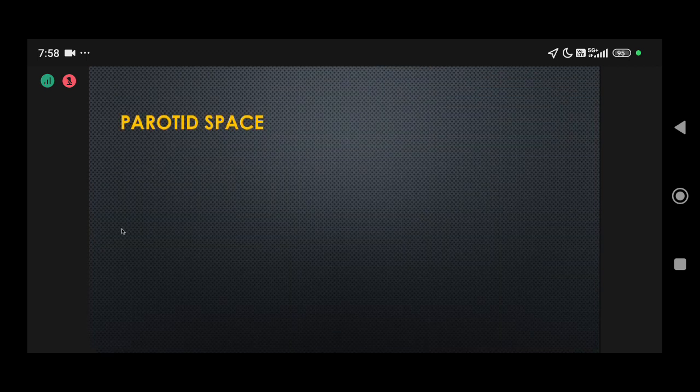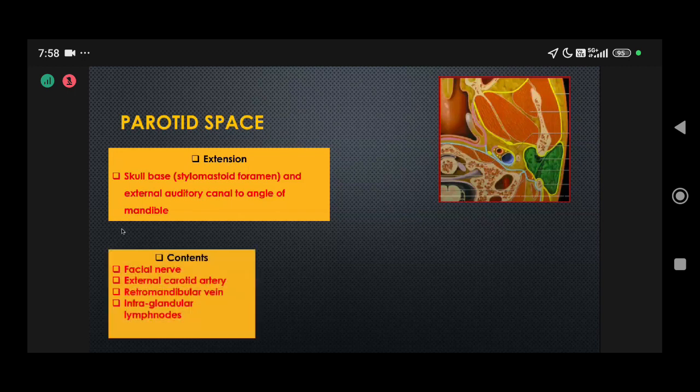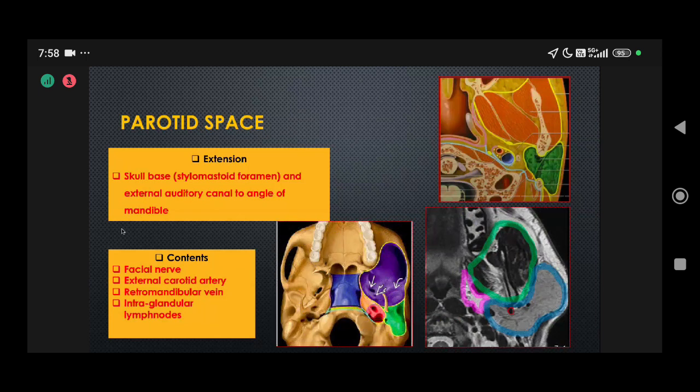So coming to the parotid space. The parotid space is again a lateral most space in the suprahyoid neck, and it is lined by the superficial layer of the deep cervical fascia. It extends from the skull base, that is the stylomastoid foramen and external auditory canal, up to the angle of the mandible. As the name suggests, its major content, apart from the parotid gland, is the facial nerve, external carotid artery, retromandibular vein, and intraglandular nodes. So what are the landmarks on cross-sectional imaging which are important?